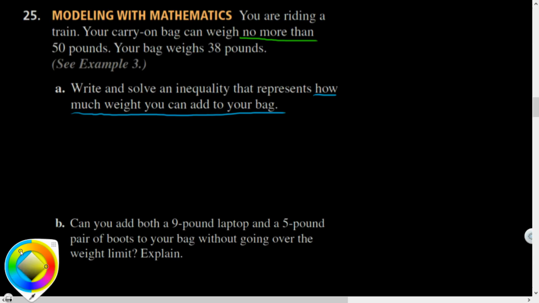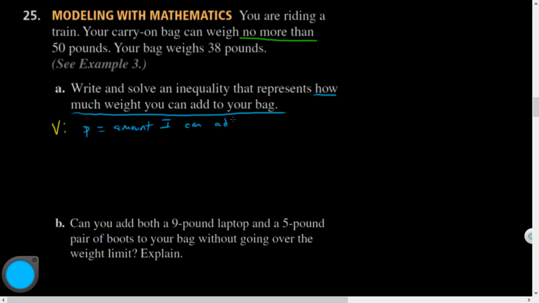So when I do my variable, what should we call it? W for weight, P for pounds. Yeah, I'll say P is the amount I can add to my bag. And what units is that measured in? Is that measured in, like, ounces? It's probably pounds. Pounds would make sense, right? Because this is measured in pounds. And pounds are abbreviated LBS. I don't remember why. I'm sure a science teacher could tell you.